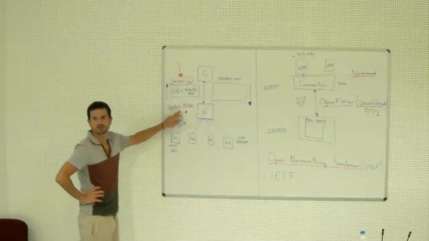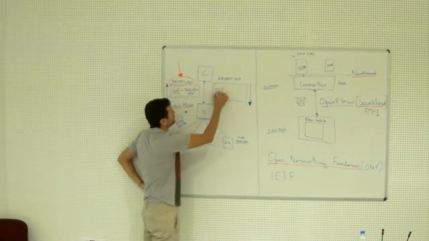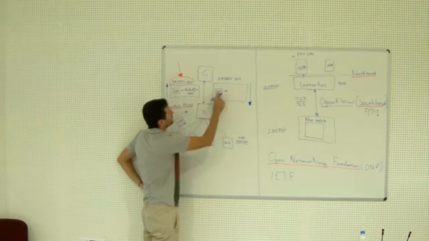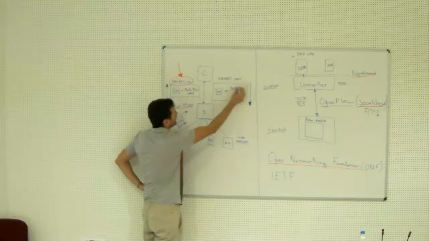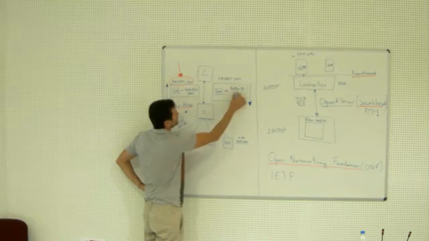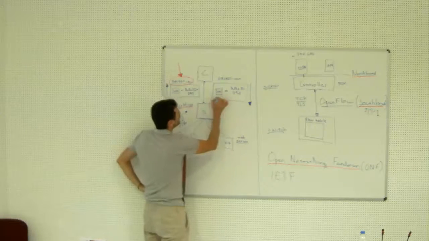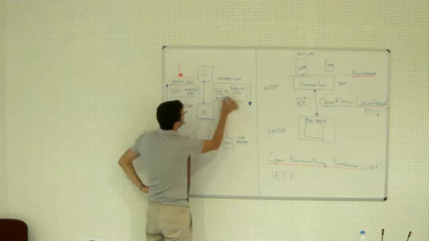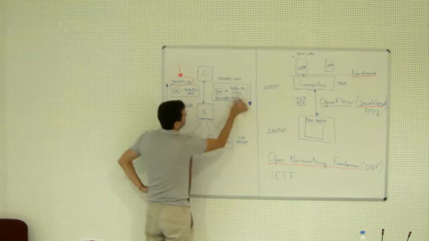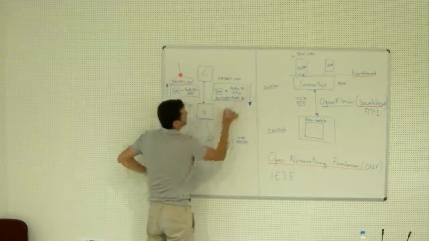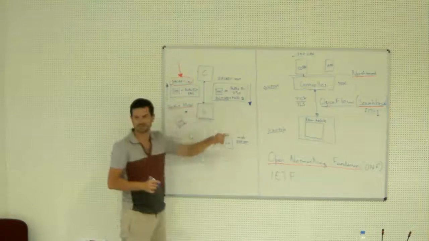Okay. So then we have the packet out. The packet out will again have the packet entirely or the buffer ID. So it has to reference the buffer ID otherwise. And then it will give you an action. The action could be forward to port 3 or to port 4 in this case.